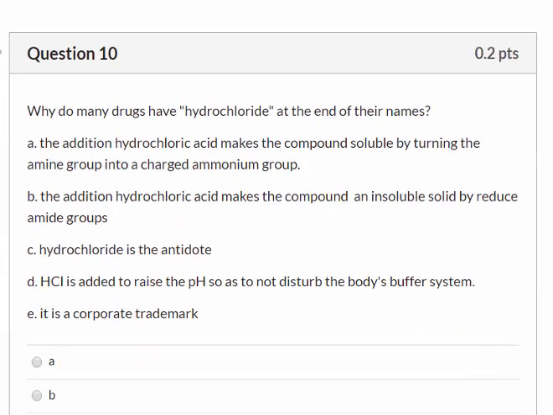True and false. And yeah, we were just talking about how you want to make drugs, put them in their soluble form, and the way to do that is to give them a positive charge, and the way to do that is to add an acid, such as hydrochloric acid.